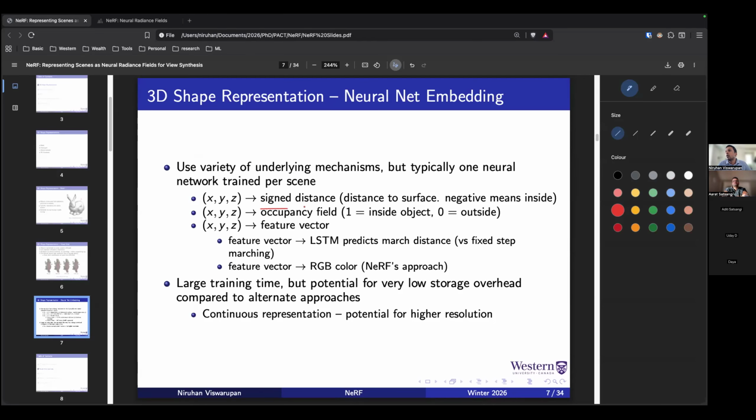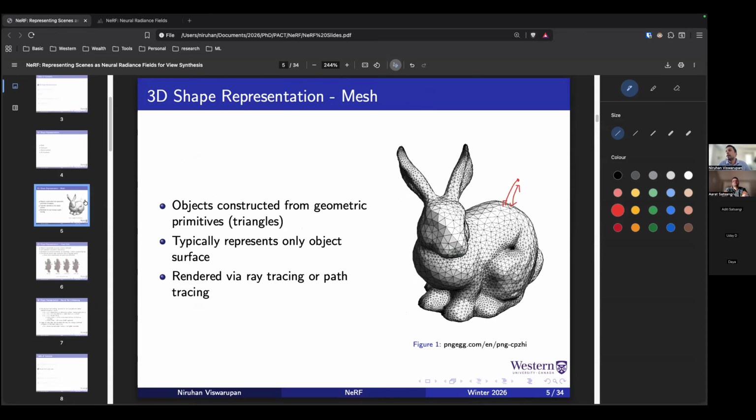Then the other is the occupancy field. Let's say you take a point here that is in empty space. The occupancy field will say, okay, nothing is here. If you take a point inside the rabbit and query the neural network, then it is actually occupied by that object, so it will say yes, this point is occupied.